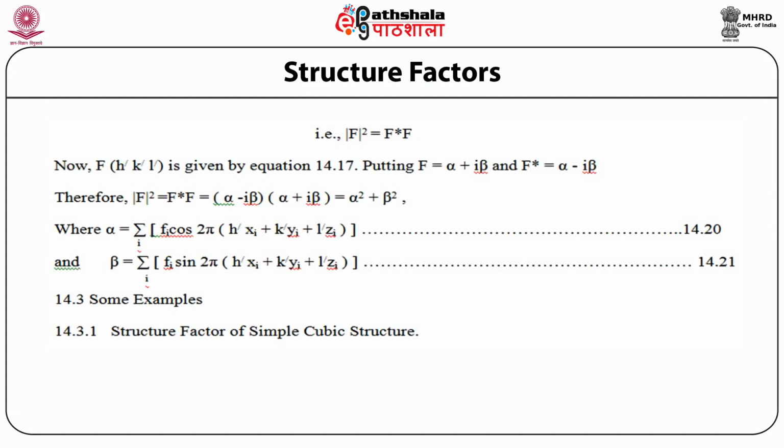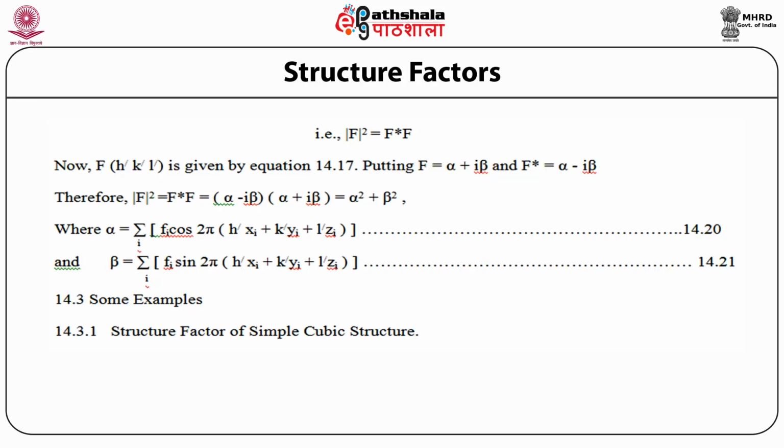That is, modulus of F squared is equal to F star F. Now, capital F(h'k'l') is given by equation 14.17. Putting capital F equal to alpha plus i beta and F star equal to alpha minus i beta, modulus of F squared is equal to F star F, which is equal to (alpha minus i beta)(alpha plus i beta), which is equal to alpha squared plus beta squared, where alpha is equal to summation over i of fi cos 2π(h'xi + k'yi + l'zi). Put this as equation 14.20.